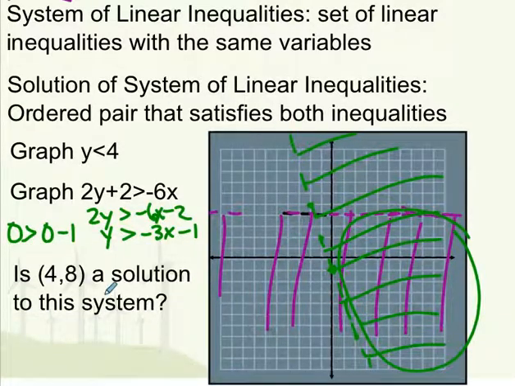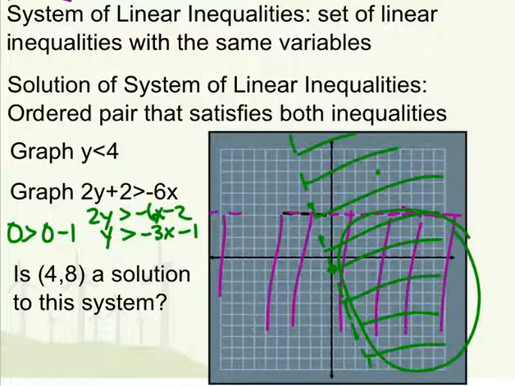So is (4, 8) a solution? (4, 8) is way up here. So although it's a solution to the green inequality, it is not a solution to the purple, which means that no, this is not a solution.